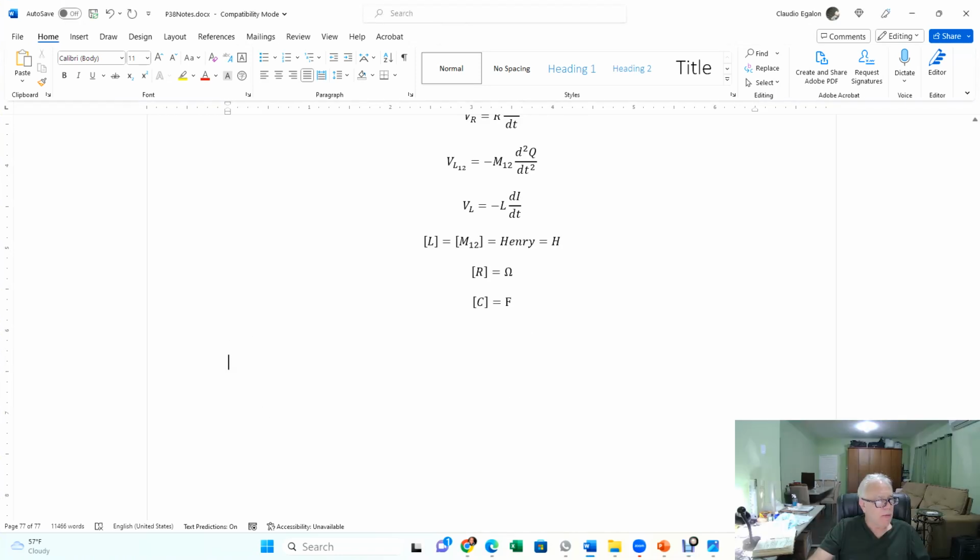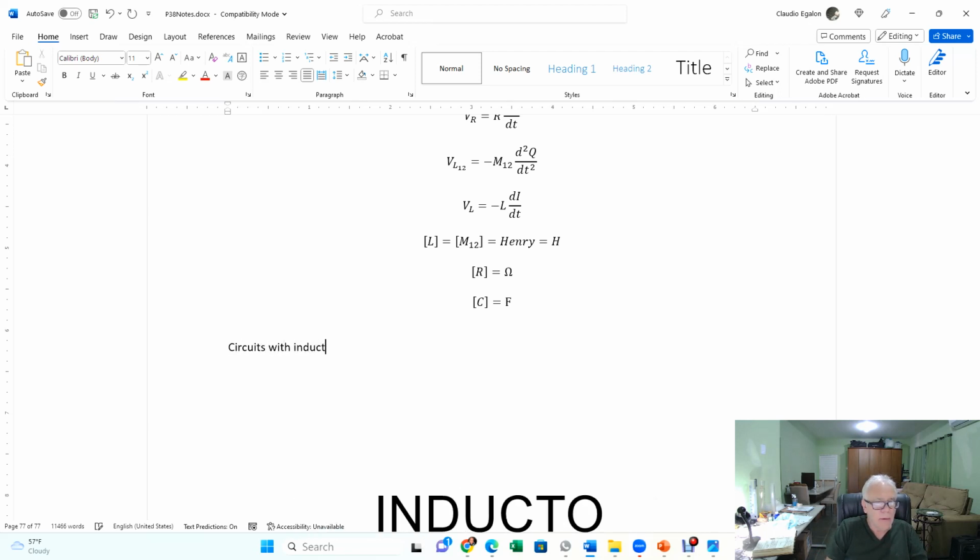Now that we have the relation for the electromotive force of the inductor, we can start talking about circuits that involve inductors, not just resistors, not just capacitors, but also inductors, okay? Circuits with inductors. The first circuit with inductors is the RL circuit. Resistance, a circuit with a resistor plus an inductor.